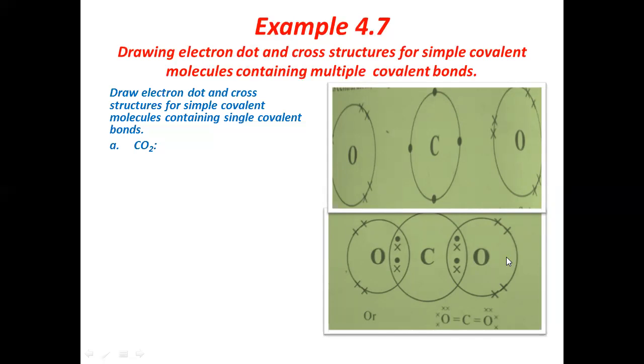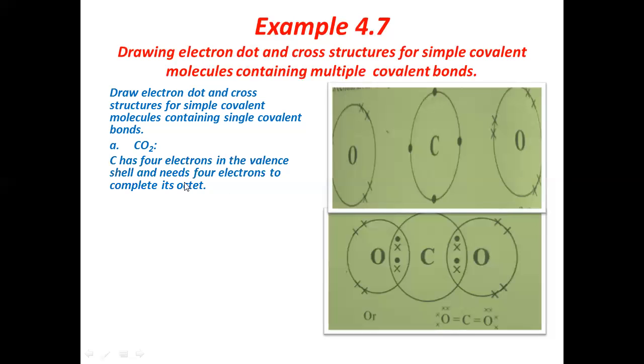So due to those 4 electrons, 2 pairs of electrons, a double covalent bond will form between carbon and oxygen at both sides. With this oxygen atom, carbon will form a double covalent bond, and with this oxygen also carbon will form a double covalent bond, and then in turn will have 8 electrons in the outermost shell of each atom.